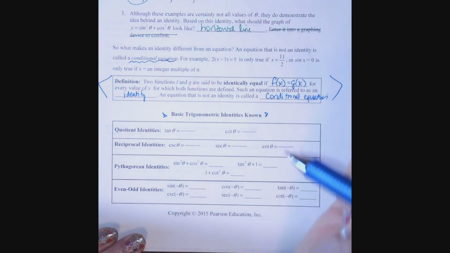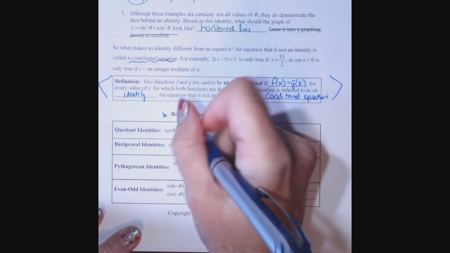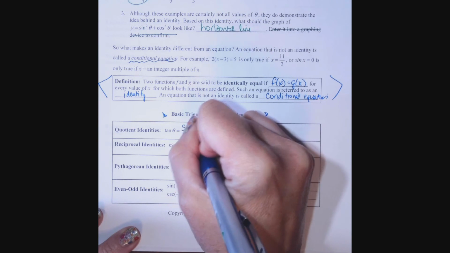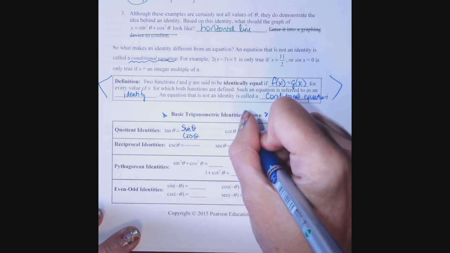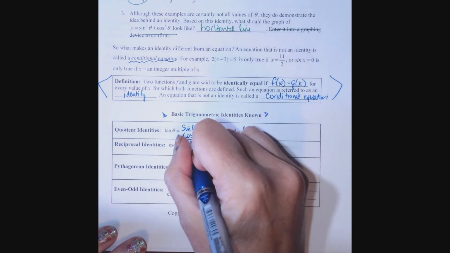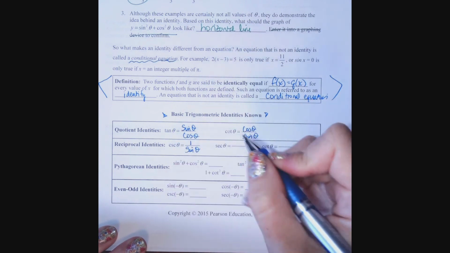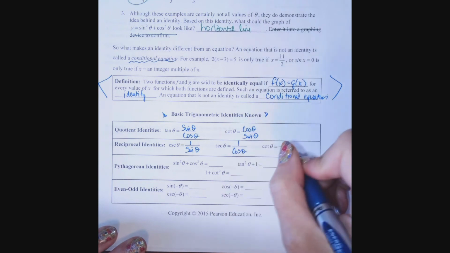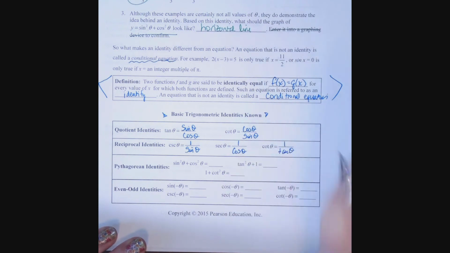We've already talked about these basic trig identities. We have two quotient identities for tangent and cotangent. Tangent theta is sine theta over cosine theta, and cotangent theta is the reciprocal of that. Then we have our reciprocal identities. Cosecant theta is 1 over sine theta. Secant theta is 1 over cosine theta. And cotangent theta is 1 over tangent theta, where each function is defined as its reciprocal.